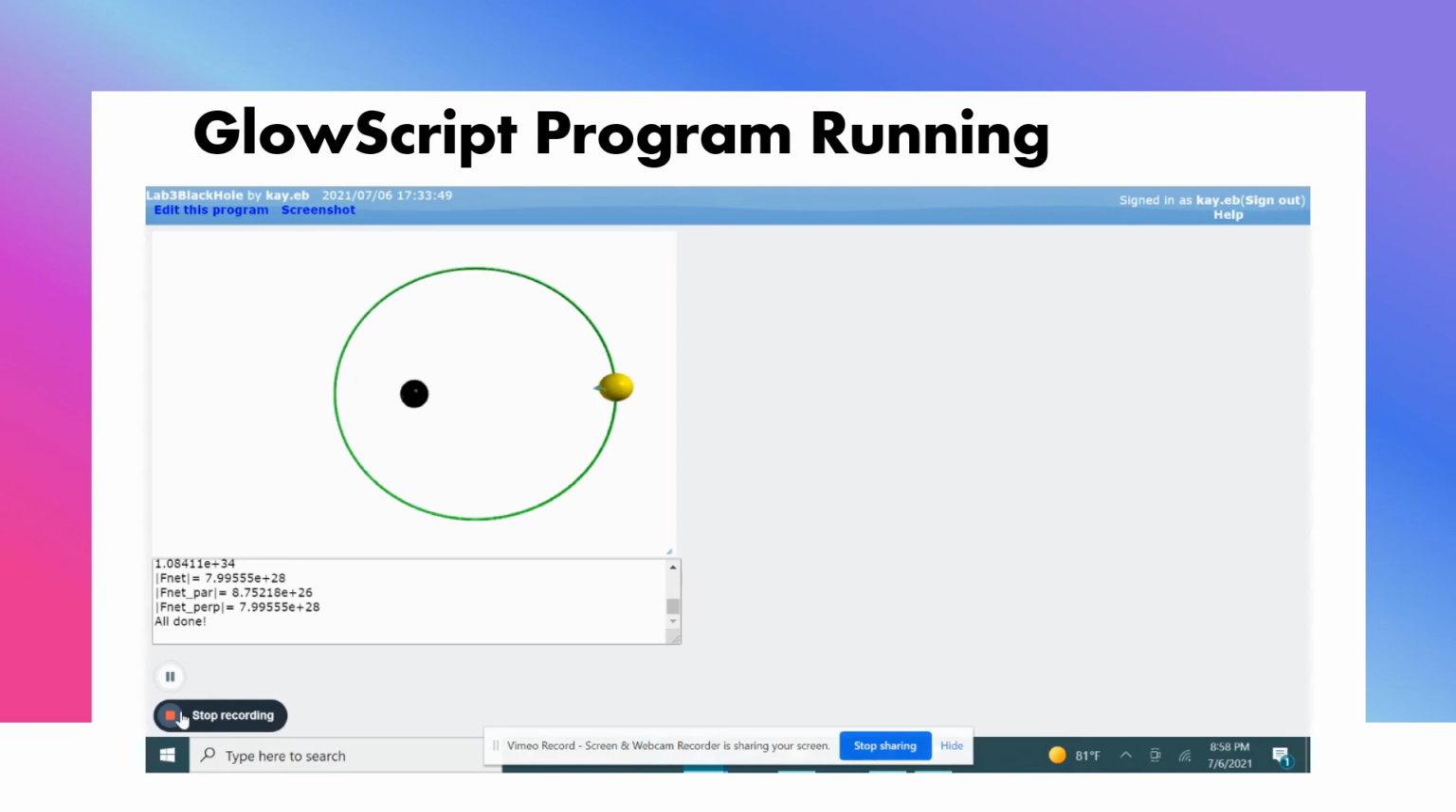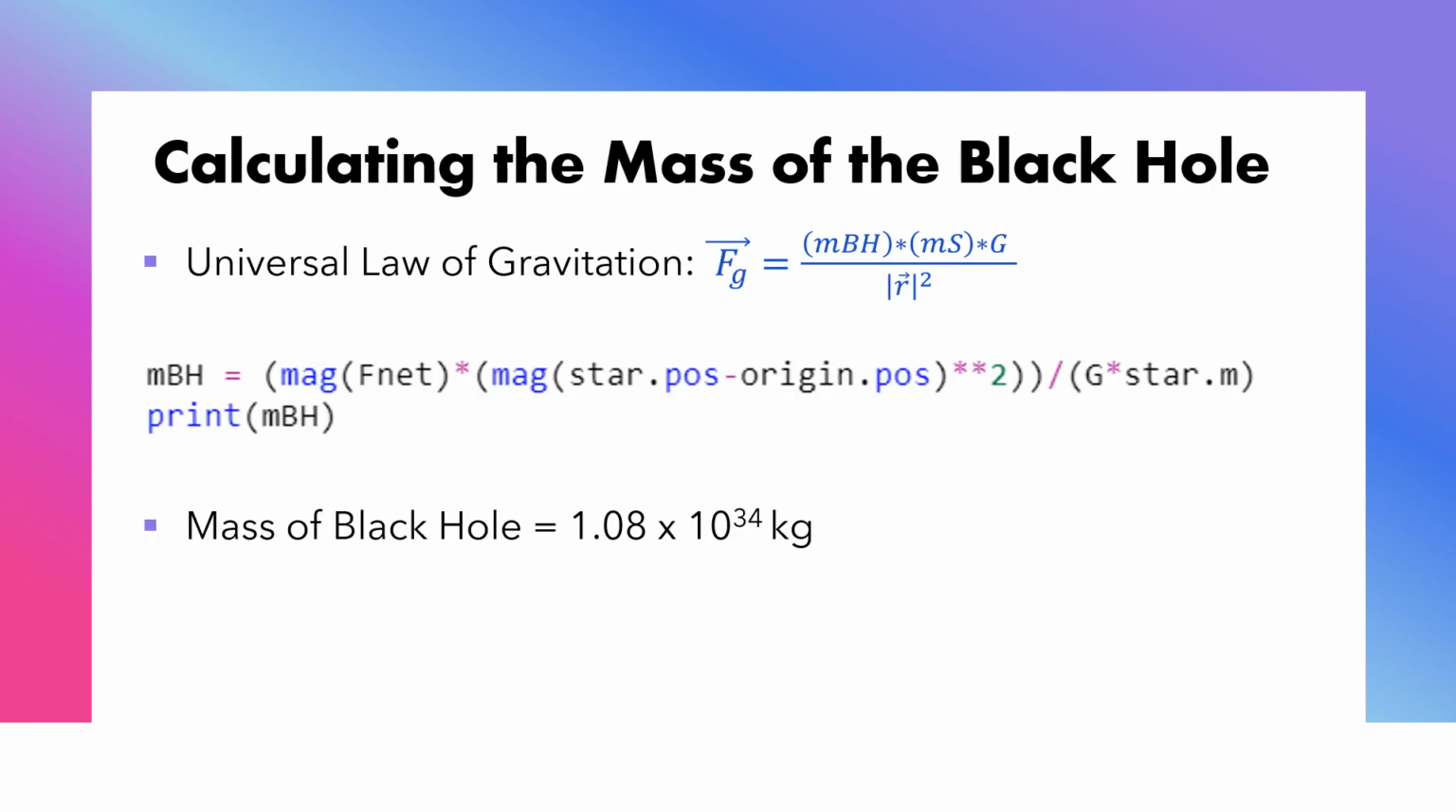To calculate the mass of the black hole, I rearranged the universal law of gravitation equation. The mass of the black hole times the mass of the star times G divided by the magnitude of the distance between them squared, and inputted the known values. Here's the code in GlowScript used to solve for these values, and it printed a mass for each time step. The numerical average of all the masses is 1.08 times 10 to the 34th, so that is the mass of the black hole.